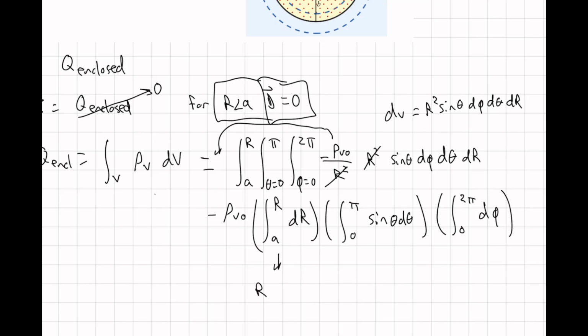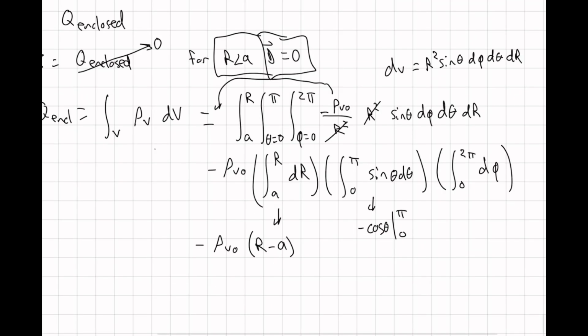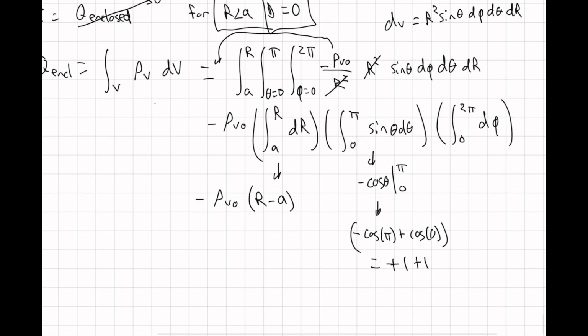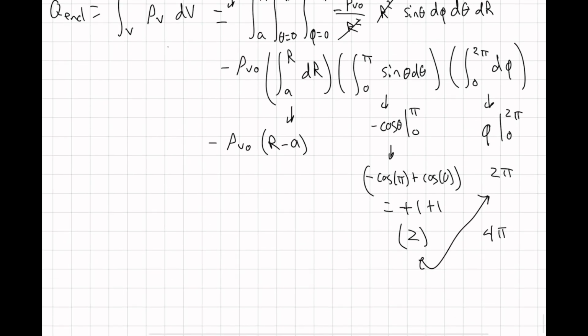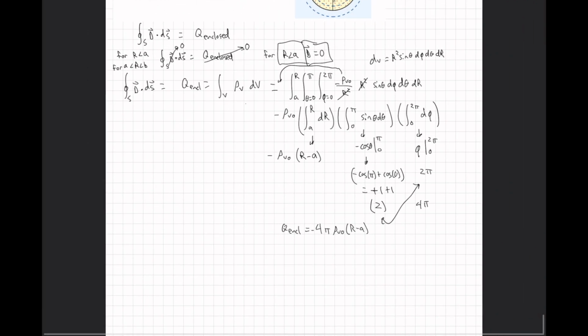So this we get r minus a. Over here we get negative cosine evaluated from 0 to pi. So that's going to be equal to negative cos of pi plus cos of 0, which is equal to negative times negative 1, so positive 1, plus cos of 0 is 1, plus 1. So this is equal to 2. Over here we get phi from 0 to 2 pi, which is just 2 pi. So this times this gets us 4 pi. And so in total, Q enclosed is equal to negative 4 pi rho v naught times r minus a. Okay, so we have the right side of the equation solved for.